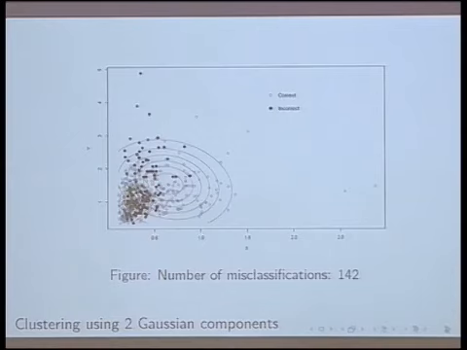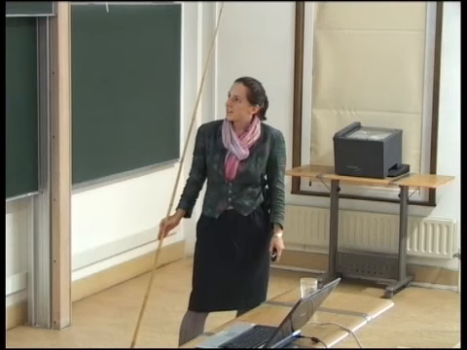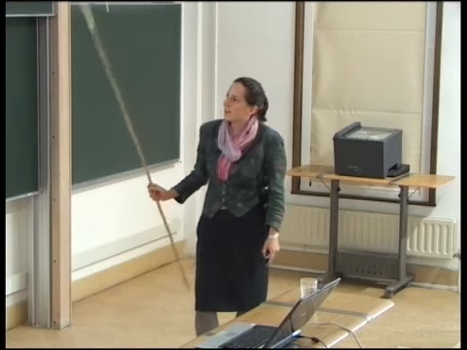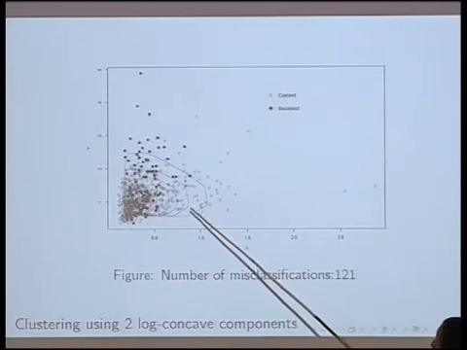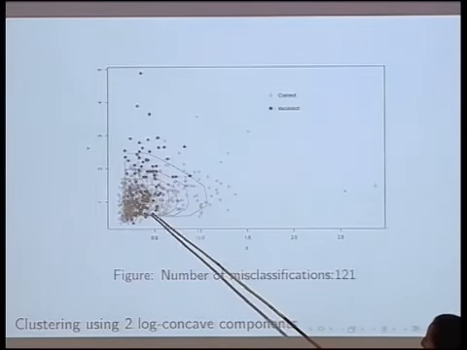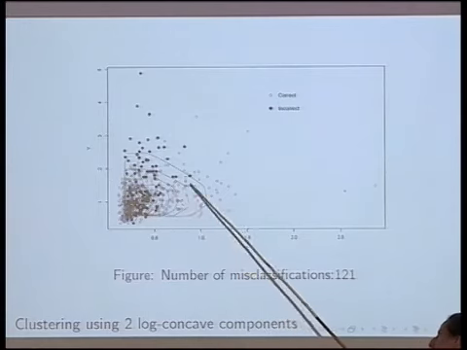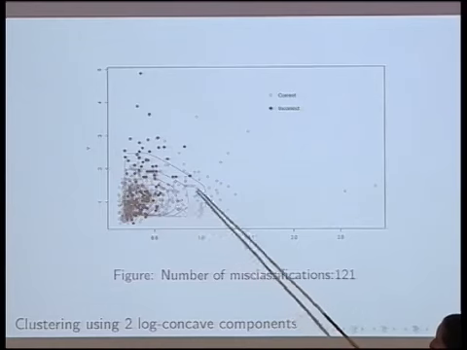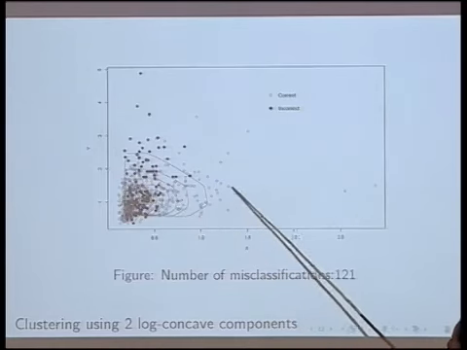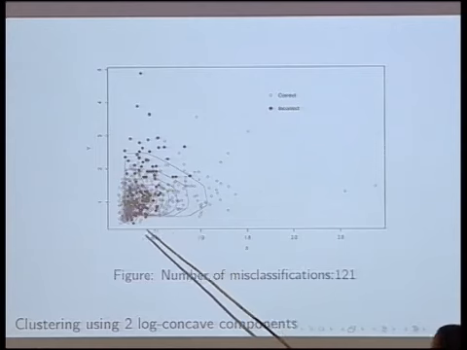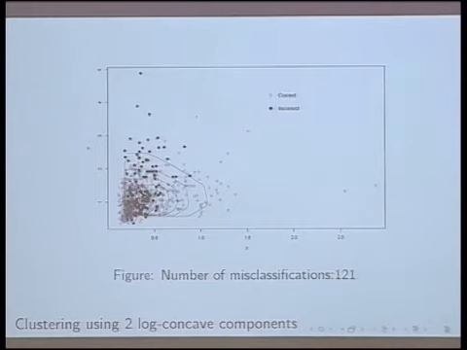So this was also using the EM algorithm. And then we could use this estimate as a starting point to calculate the log-concave components. And you can see that, well, you can't see so well in this picture, but because these components can capture the skewness, this one has spread out more this way, and the second component has spread out more this way, which has reduced the number of misclassifications from 142 to 121.